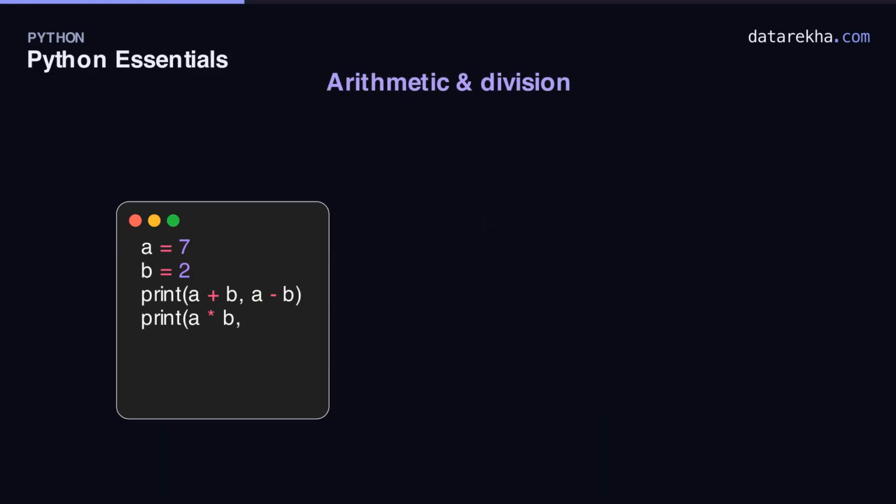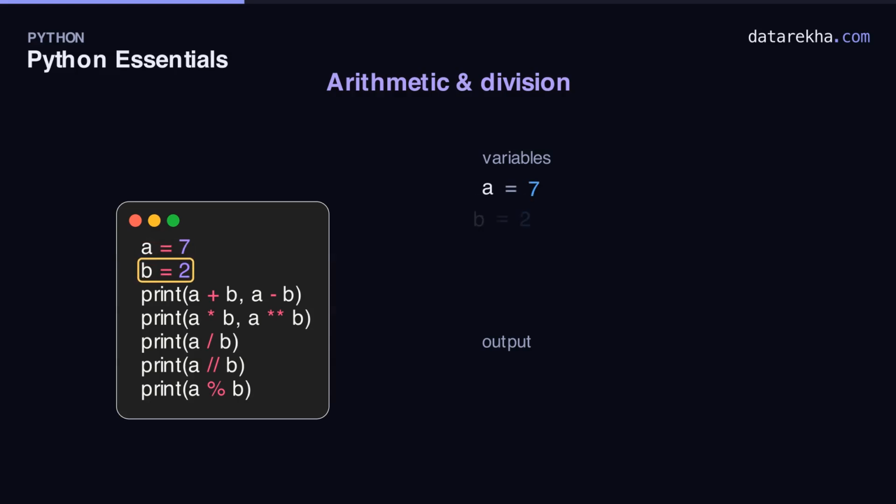Now arithmetic. Set a to 7, b to 2, and march down the operators one at a time. Watching the console fill in. Plus and minus are what you'd expect. 7 plus 2 is 9. 7 minus 2 is 5. Star is multiply. 7 times 2, 14. And double star is power, not the little caret you might expect. 7 to the power 2 is 49.